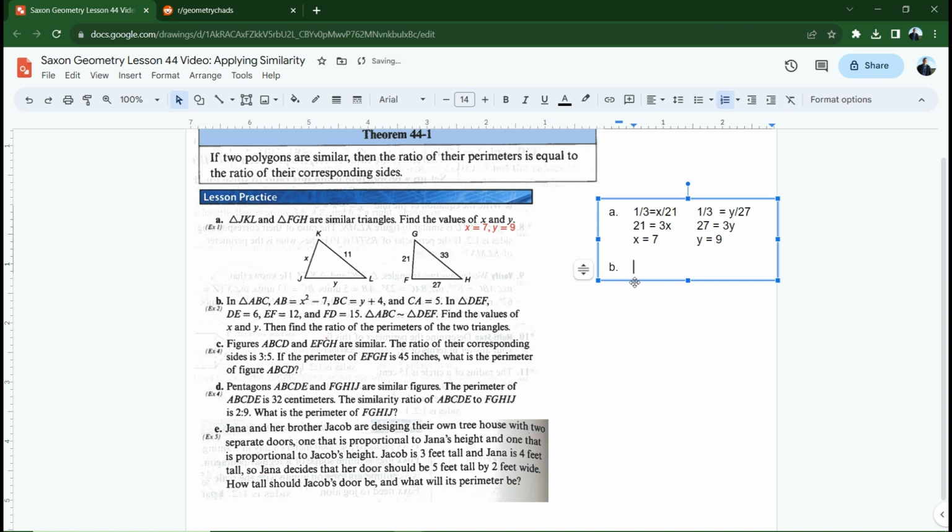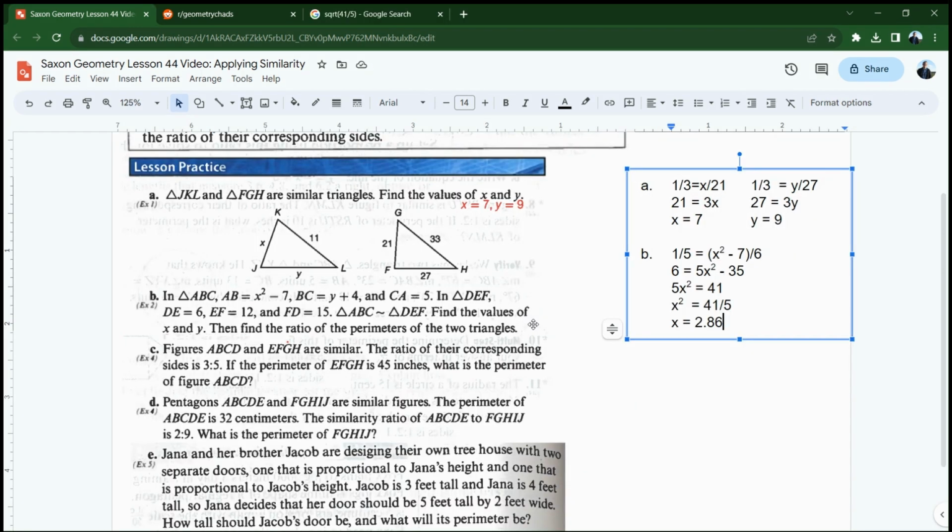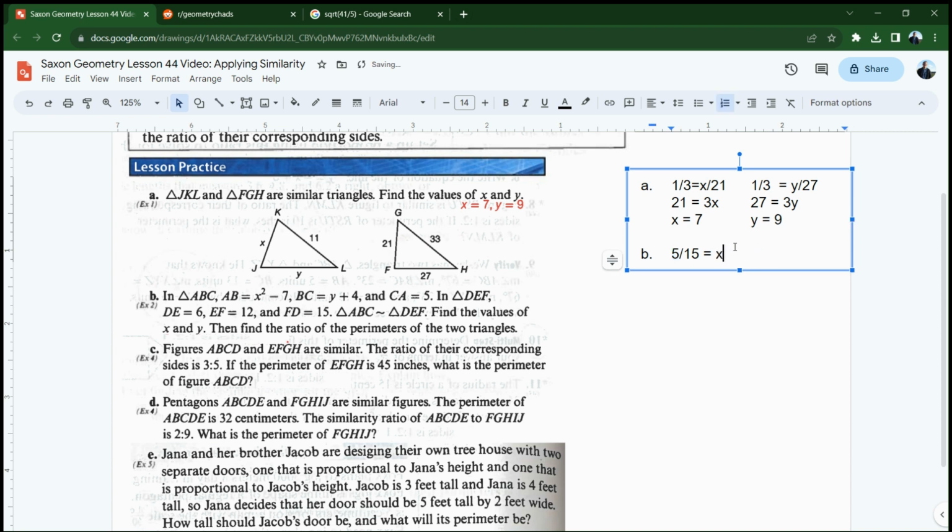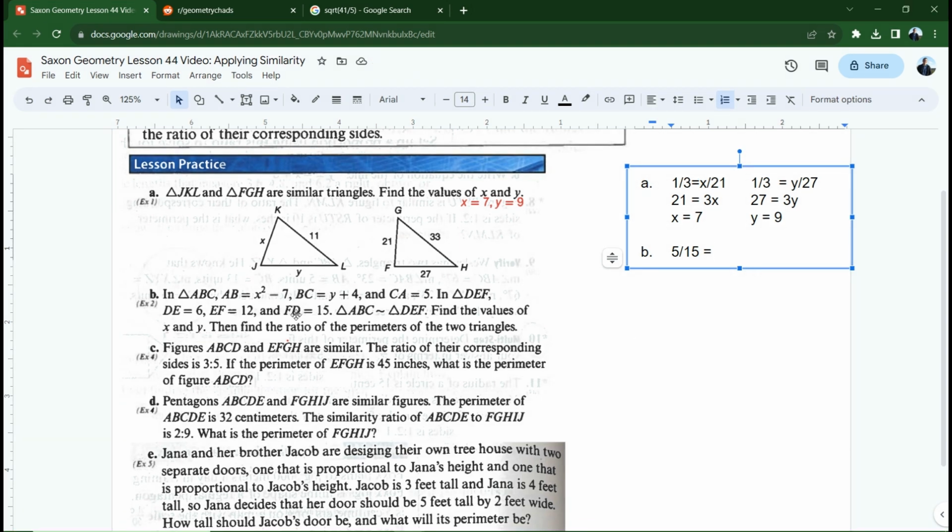All right, let's do this. We're going to do 5 over 15. So I'm going to start with this triangle. This triangle's numerator. This triangle's denominator. 5 over 15 equals, and then let's start with our x term. So we're going to have x squared minus 7. That's an expression that I need to put in parentheses here.